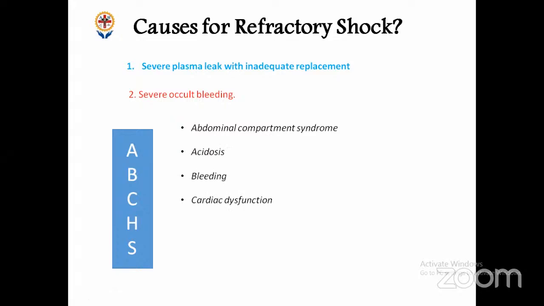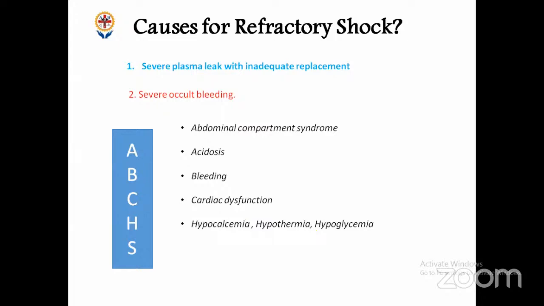So C is cardiac dysfunction. It could be due to sepsis or it could be dengue myocarditis. And most importantly, your metabolic things: hypocalcemia, hypothermia, and hypoglycemia. Don't forget these things. Please think about any shock, not only dengue, any shock.